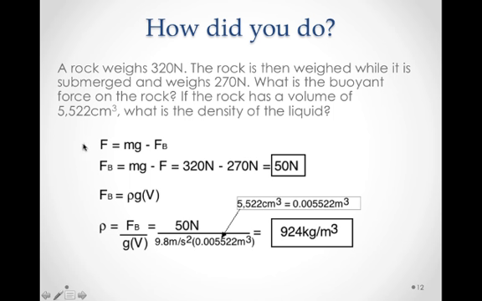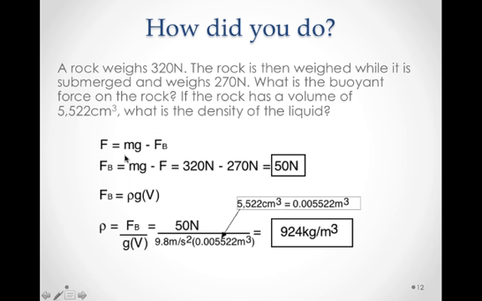So let's start off with our force equation here when we have submerged objects. We know that the force we have to hold up this object is going to be a little bit less, because it'll be supported by this buoyant force. In this particular case, we know what the force is that we feel, that's the 270 newtons, and we know the weight of the rock before it was submerged. The only thing we don't know is the buoyant force.